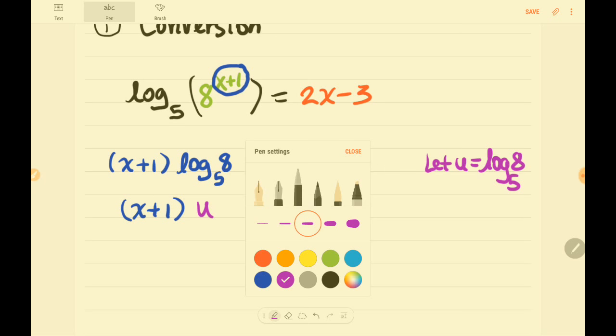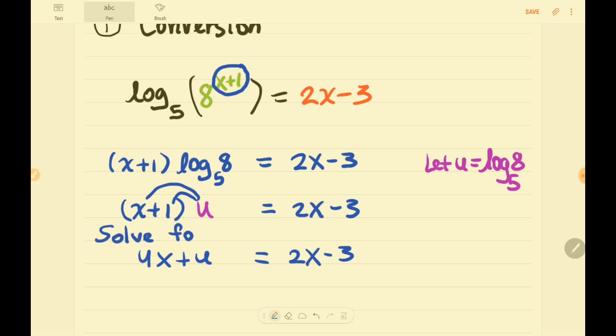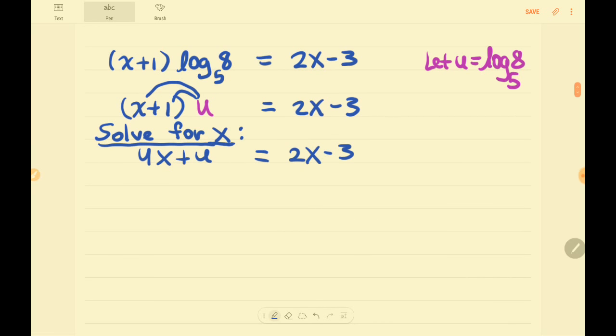And then it's much nicer and cleaner to work from here. So then I can distribute. I have U times X plus 1 times U is U. Now, it's important to keep in mind that you're solving for X, not for U. So you have to ignore U in the sense that it's not the letter you want to look for. Think of it as a number and focus on getting X isolated.